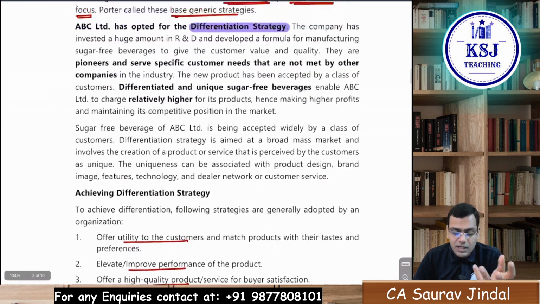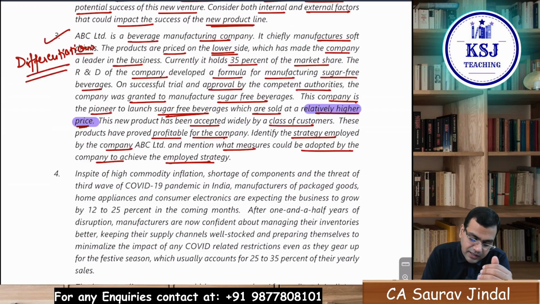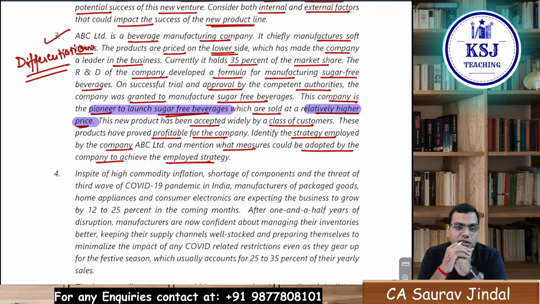So basically you have to explain the differentiation strategy, and the particular line you have to pick up here is that the company is the pioneer to launch sugar-free beverages. This you have to use in the answer, that this company is the pioneer. That means no other major companies are into this as of now. This is the company producing something different from the industry. In the beverage industry, this company is doing something different. This line you have to pick up and write, and explain the differentiation strategy.